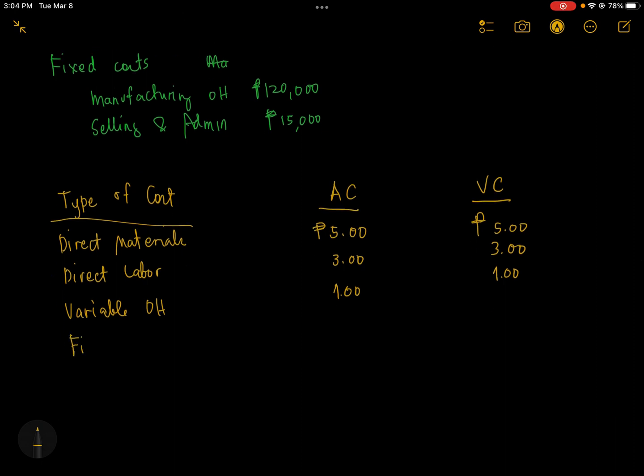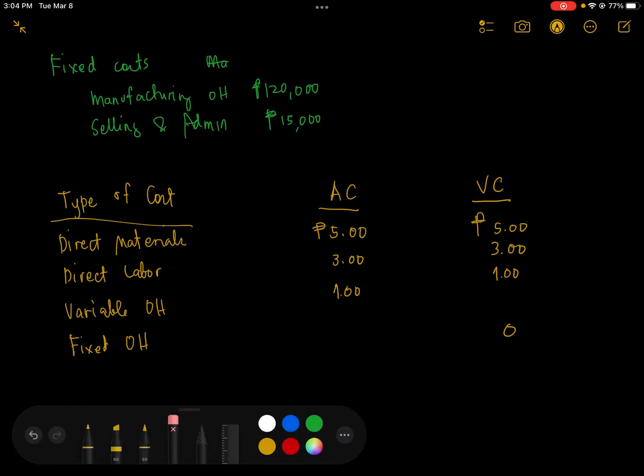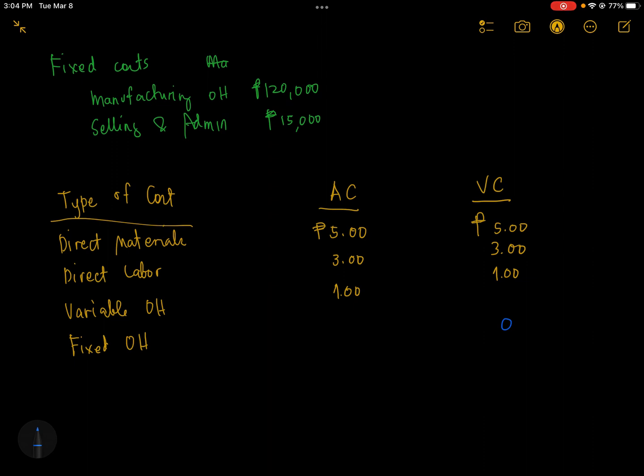The main difference is the fixed overhead. It will be part of the absorption costing, but under the variable costing, it is not included as part of the product cost. Therefore, the fixed overhead under the variable costing is 0. I'll be changing the color to highlight it more. So 0 here. But in absorption costing, there must be a value. So how much is the value? The manufacturing overhead fixed cost is 120,000. We will be dividing it by the number of units produced, which is 30,000 units. So, doing our math, it will give us 4 pesos.